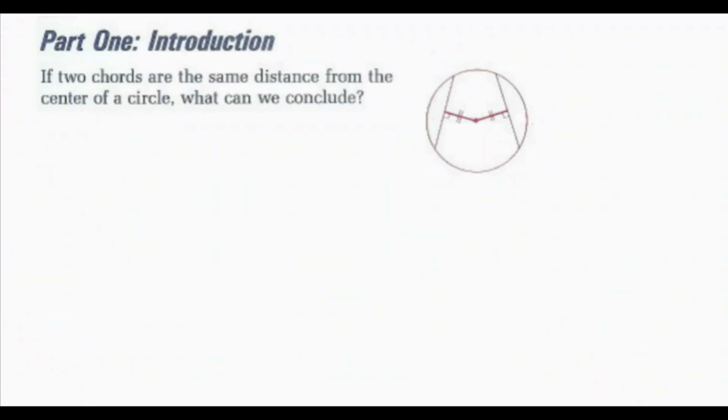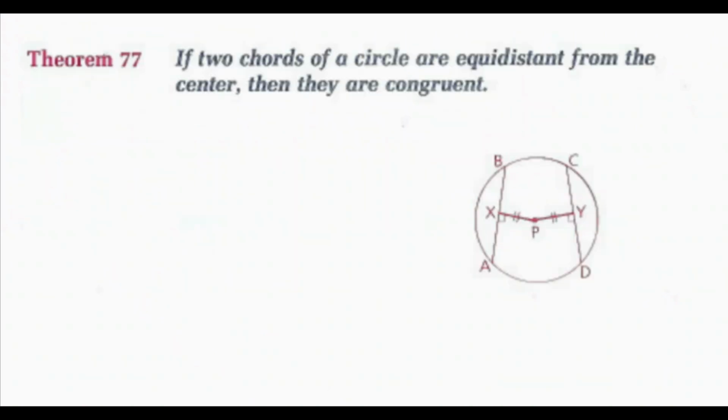Looking at my diagram to the right, we can see that we have two chords that are the same distance from the center. We can conclude two theorems based off this diagram. The first being, if two chords of a circle are equidistant from the center, then they're congruent. What this is telling me is, if I have XP congruent to PY, then AB will be congruent to CD.